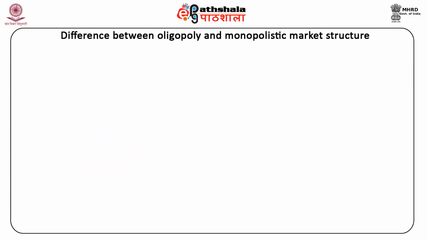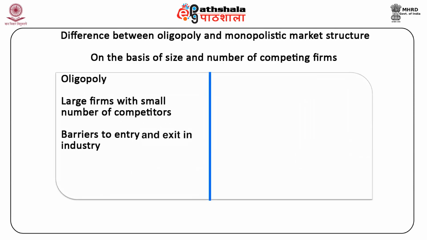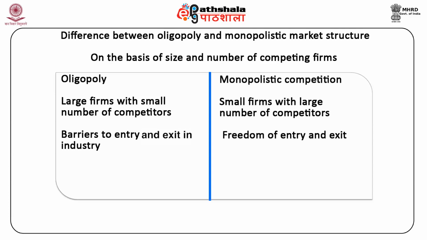Now we will discuss the difference between oligopoly market and monopolistic market structure. The major difference between oligopoly and monopolistic competition is the size and number of competing firms. Oligopoly refers to large firms having a small number of competitors, while monopolistic competition is small firms with a large number of competitors. Another difference is that oligopoly has barriers to entry and exit in the market or industry, while monopolistic competition has freedom for entry and exit of industries.